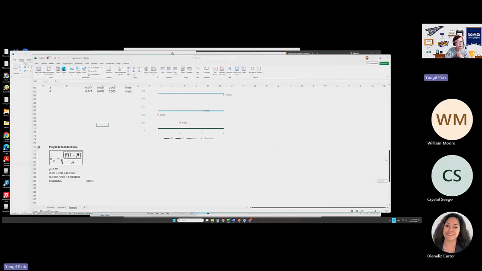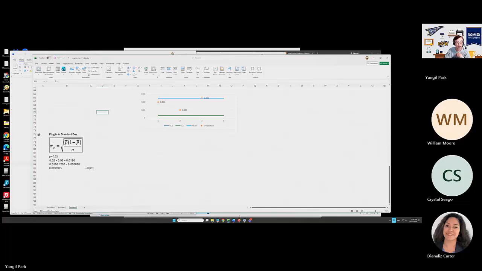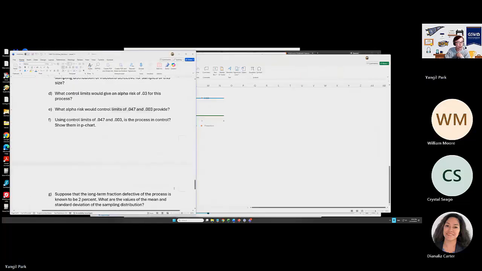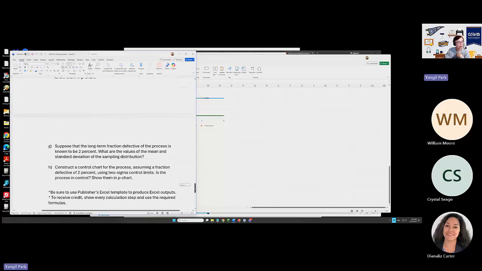And what is the last one? Step G. G is asking, is it G or H?